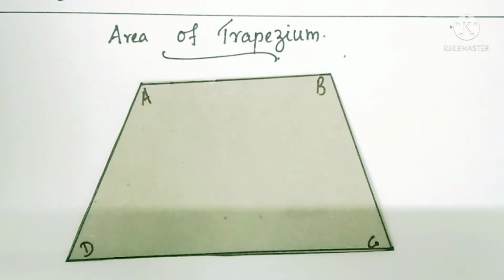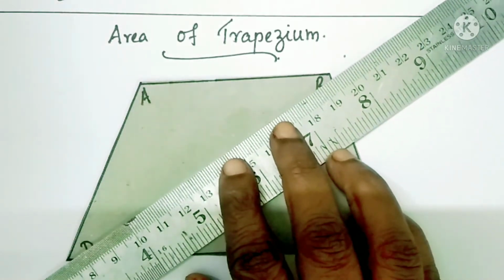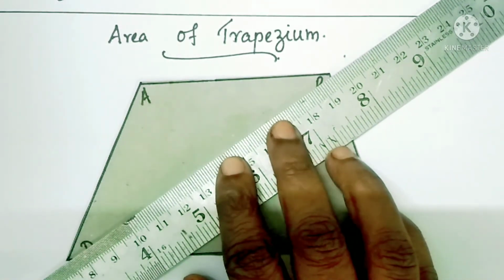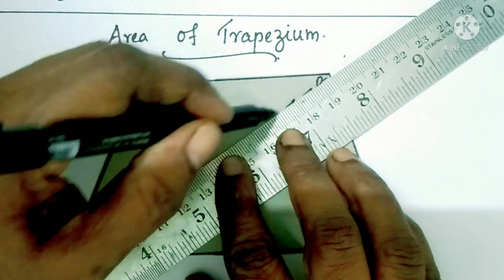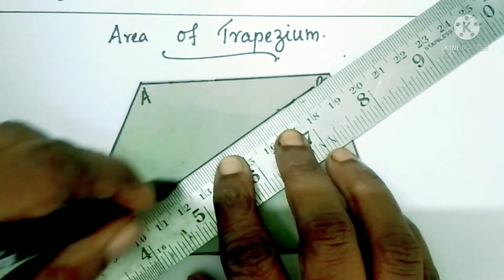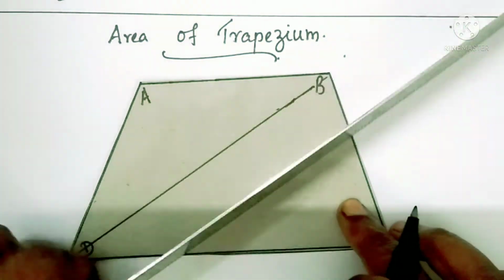Now see children, you have already learned that for any quadrilateral you can find the area very easily if you divide them into two triangles. So let us divide this into two triangles. So we will draw, what is this line segment called? This is called the diagonal.